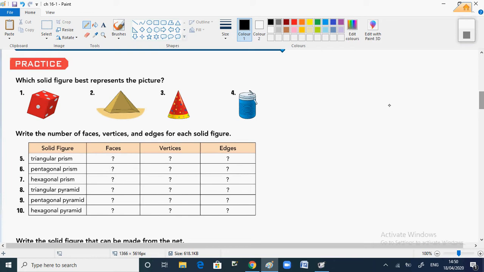Now look at these problems right now. Which solid figure best represents the picture? This is a cube. This is a rectangular pyramid because the base here is a rectangle. This is a cone. It has only one base, it's a circle. And this is a cylinder, 2 circles and 3.